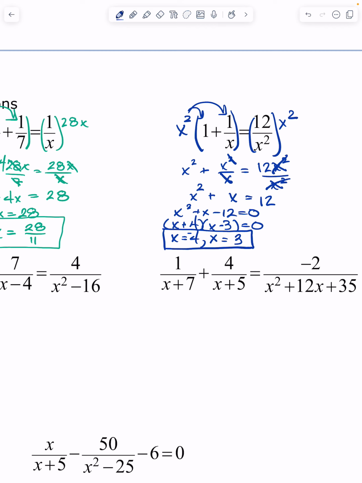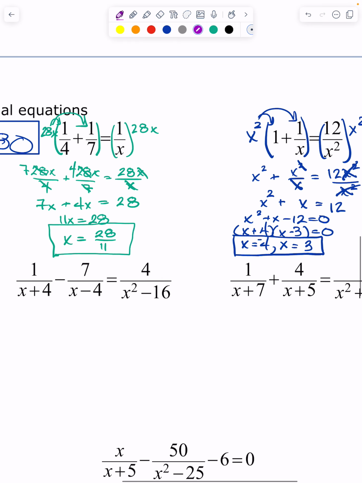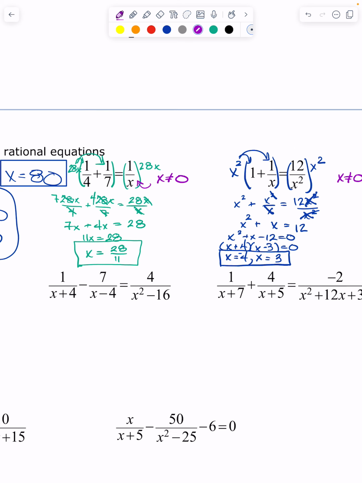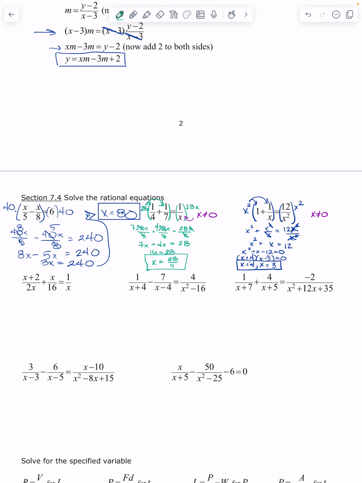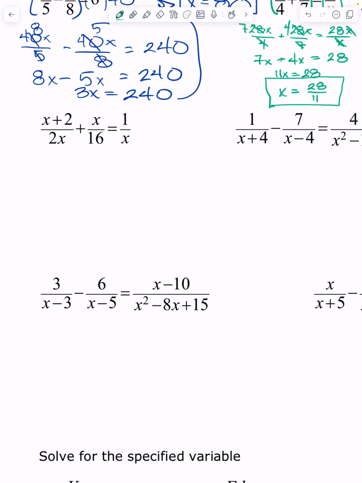Okay. If I take a look at my original equation up here, I know that x cannot be 0. Neither of my answers are 0, so I'm okay. Same thing over here. X cannot be 0. It would make this one undefined. We're okay there. 28 over 11 is not 0. But you definitely want to check and make sure you have not come up with a solution that you cannot use.